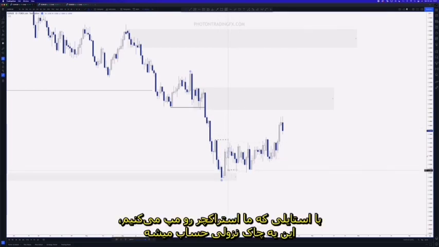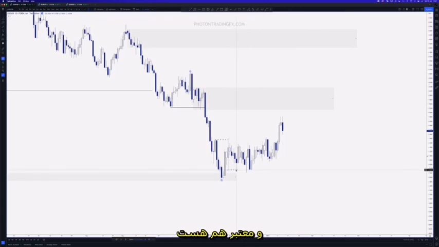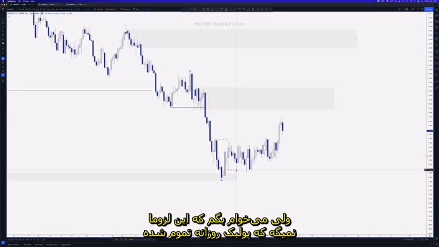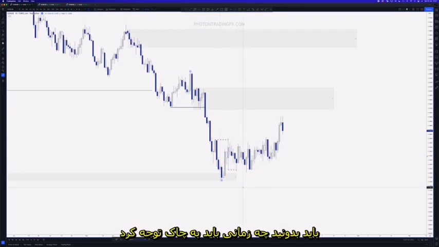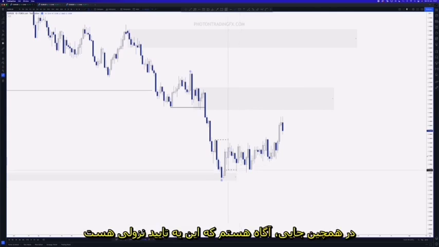Now, by the true definition of the way we map structure, yes, this is a bearish change of character, and that is valid. But the point I'm making is that it doesn't necessarily tell you that the daily pullback has finished and now we're going to continue going down. It's not as simple as that, okay? You have to know when to pay attention to change of character and when not to. And in a time like this, I would be aware of it.